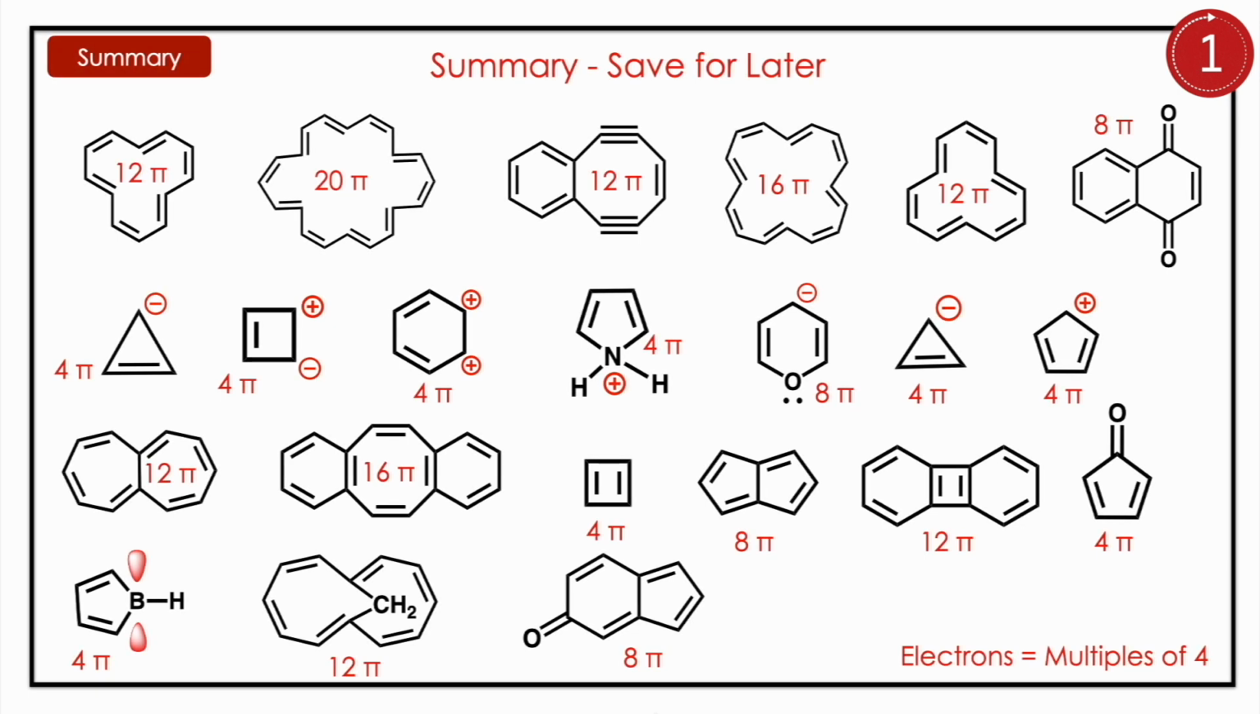So let us summarize what we learned. Here we see in the library the 4n systems, those are anti-aromatic compounds. Simple to memorize because all have a 4n electron system, multiples of 4. So be careful with charges, triple bonds and empty p orbitals. You should save this for future reference. It will help you solve the problems yourself.